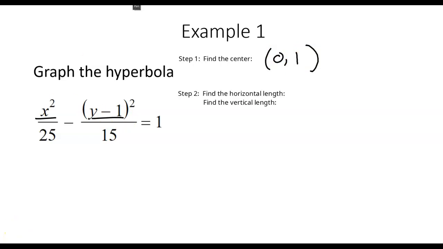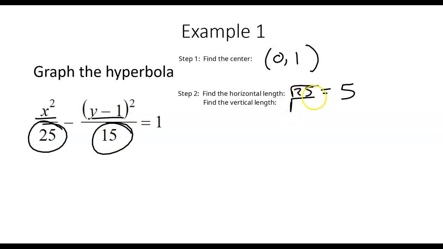The horizontal length and the vertical length is what we want to find next. So the horizontal will be the one underneath of the x, and you are going to take the square root of it, so it's going to be 5. And then you're going to want to find the vertical length, which will be the number underneath of the y. You want to take the square root of that. And this is not a nice number, so we're going to go ahead and just use a calculator and estimate it. And I get about 3.9. Now that's pretty much 4, but we could keep it as 3.9.